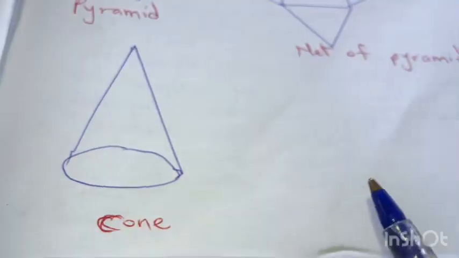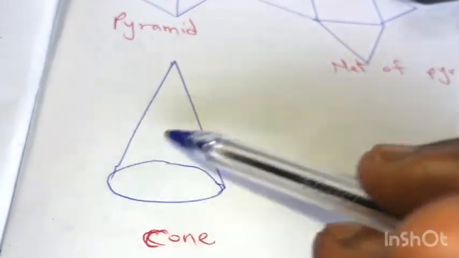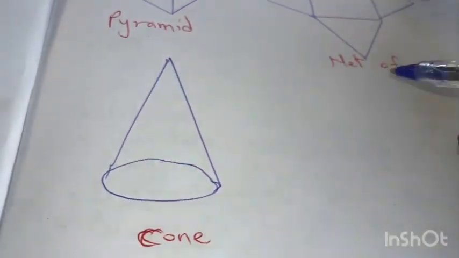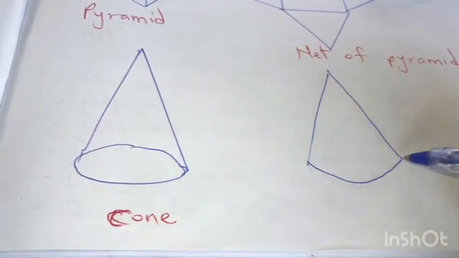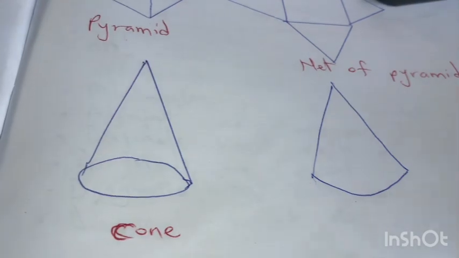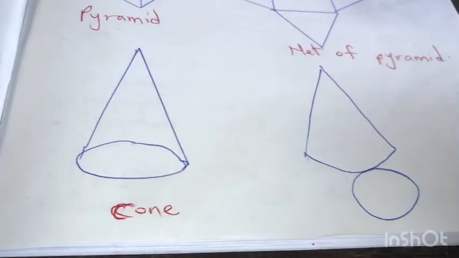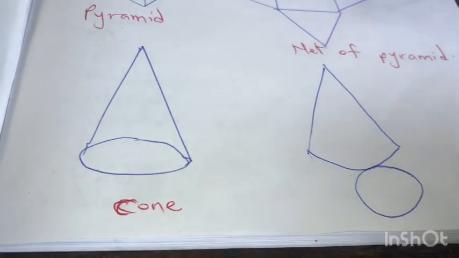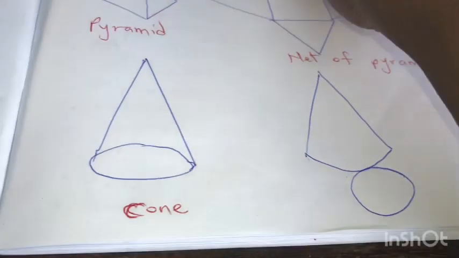Now last one, the cone. What do you think will be the net of the cone? This part and the circle. Okay, so that part, when you open it, it will be like this. Have you seen it? Then the circle. So this is the net of the what? Of the cone. Please, are you getting me? Alright, let's move on.